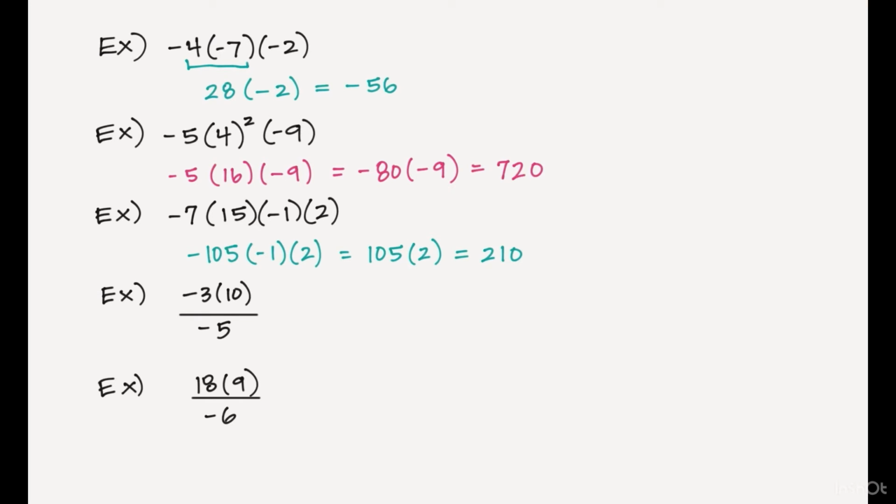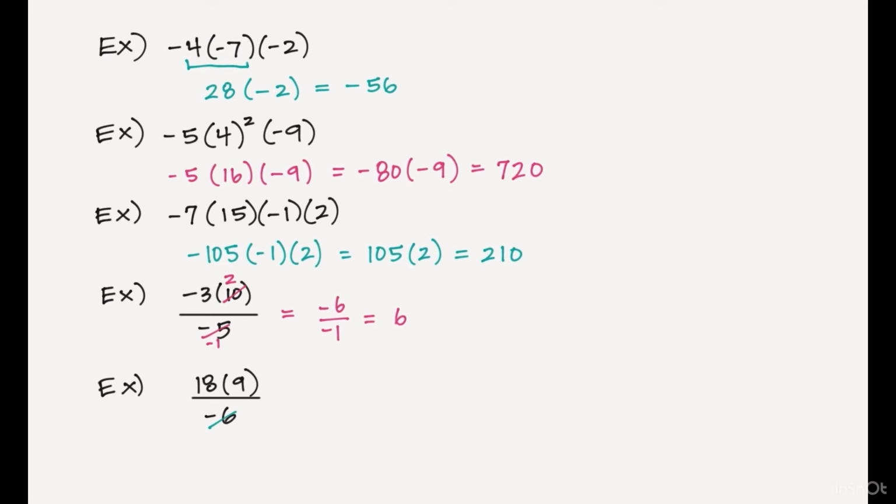My next example, I have both multiplication and division in it. So I'm going to actually cross cancel the 10 and the negative 5 by dividing them both by 5. And then negative 3 times positive 2 is negative 6. On the bottom, I still have negative 1. So negative 6 divided by negative 1 is positive 6.